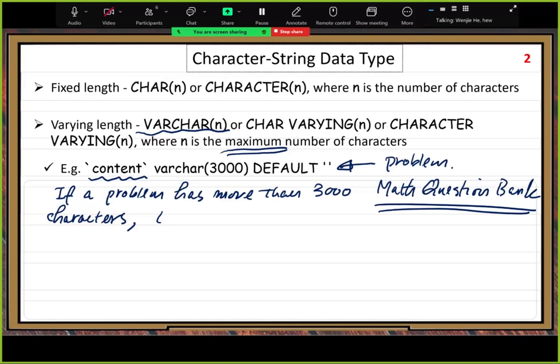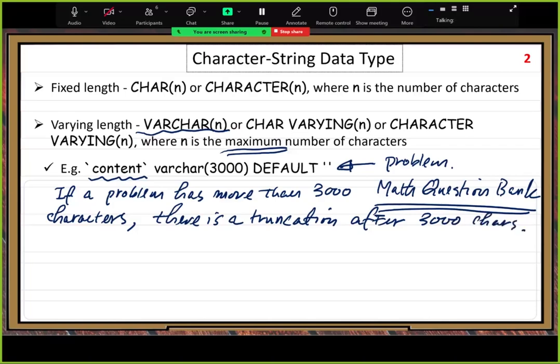There is a truncation after 3,000 characters. No error, no warning. But you may lose some part of the content. So in your database design, you need to be aware of this situation. In your design, you have to use an appropriate number. You cannot leave it blank; you have to provide a concrete number there.